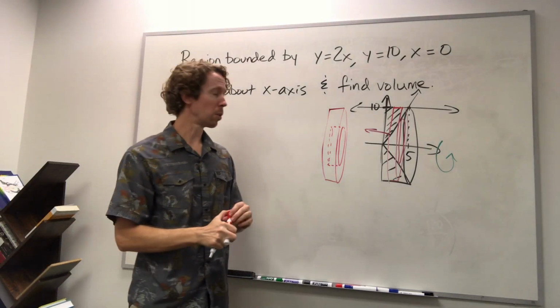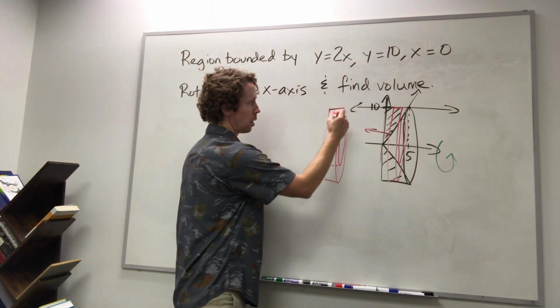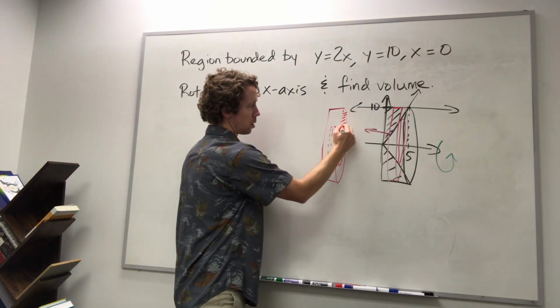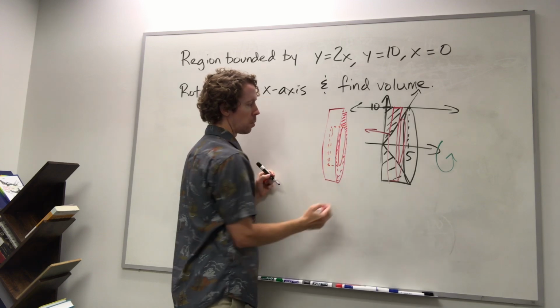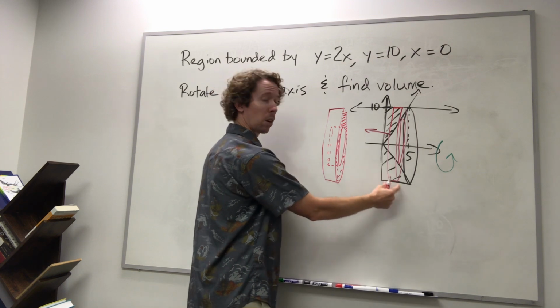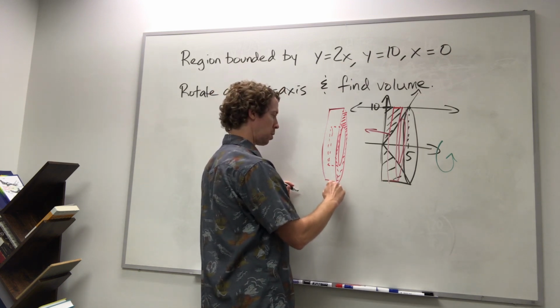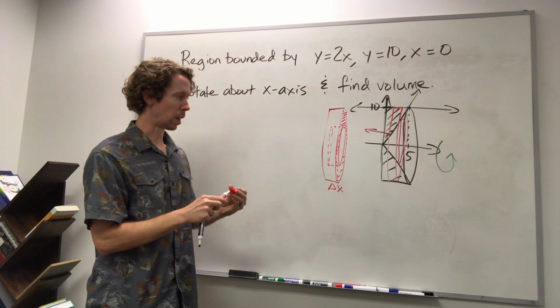So I can find the volume of this thing by just finding the area of the face, the area of the base, multiplying that by the height. I'm going to call the height delta x because I'm going to let that shrink down to 0 in the limit so that I can get an integral.